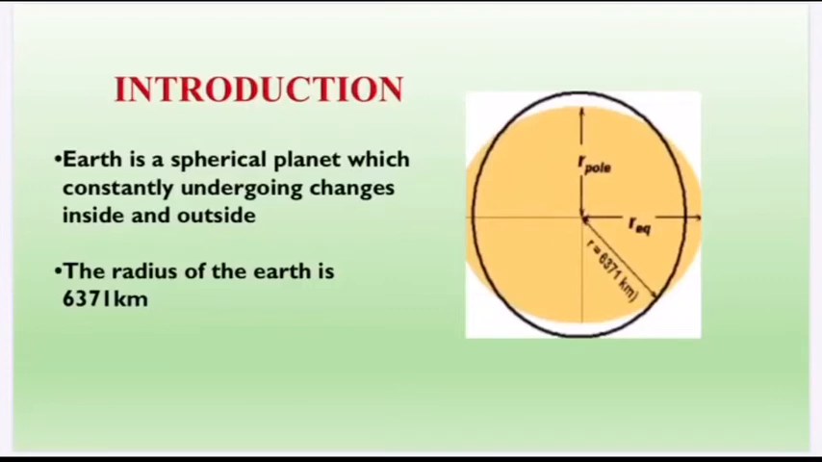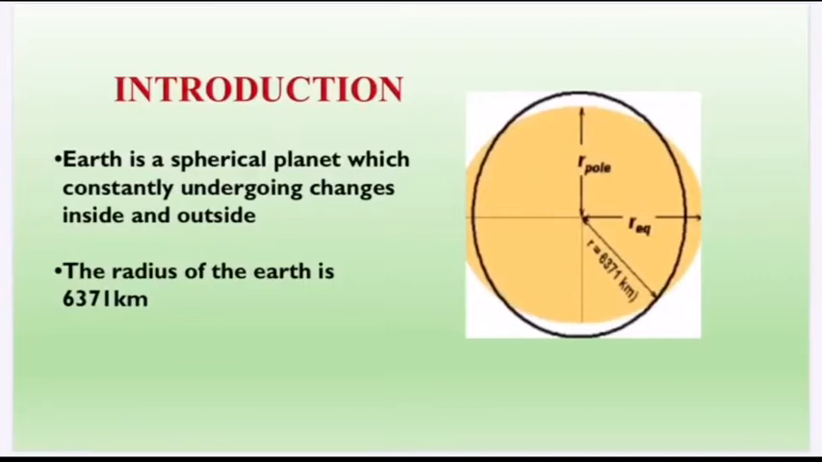Earth is a spherical planet which constantly undergoes changes inside and outside. According to the solar system, one of the planets is Earth. It is a spherical planet, but now they call its shape a geoid, which you already studied in 6th standard. It undergoes changes inside and outside. Just as the environment changes, with the atmosphere, hydrosphere and lithosphere outside, many changes are going on inside the earth too. Let me discuss them one by one.